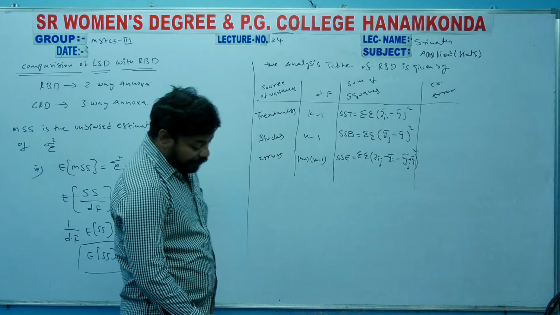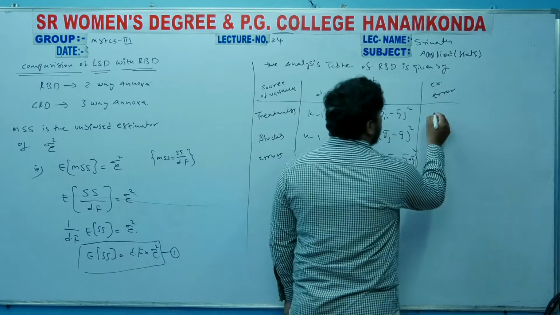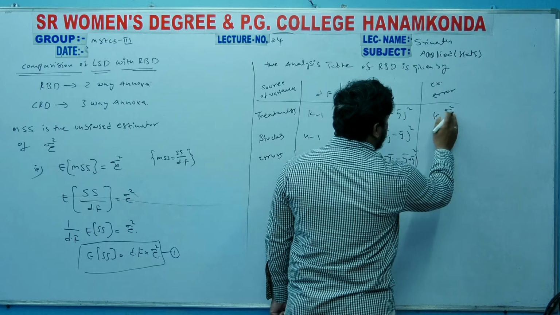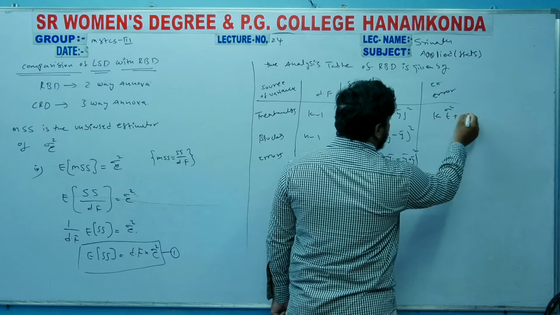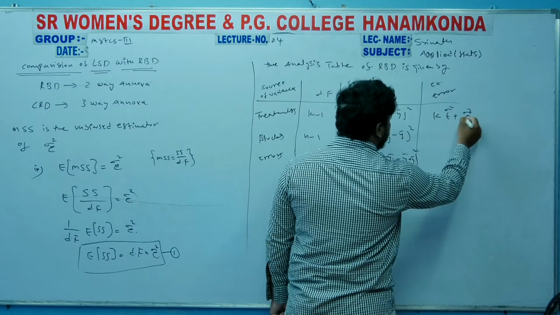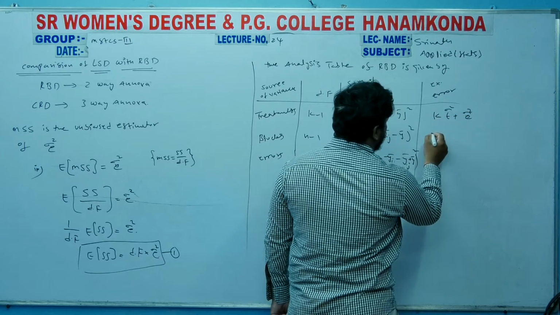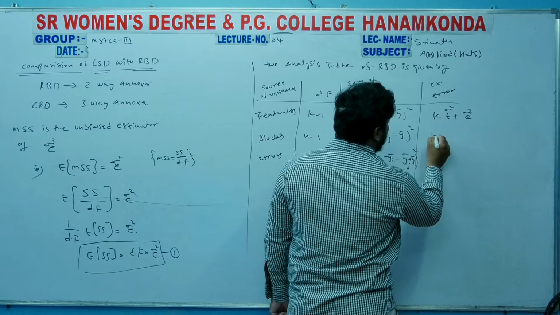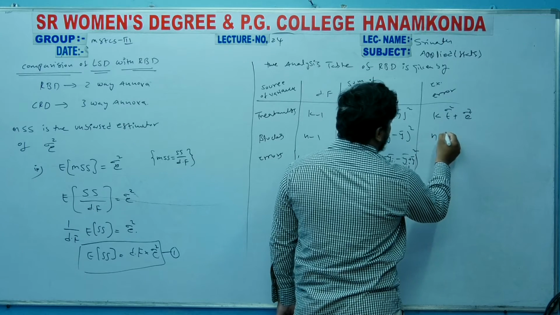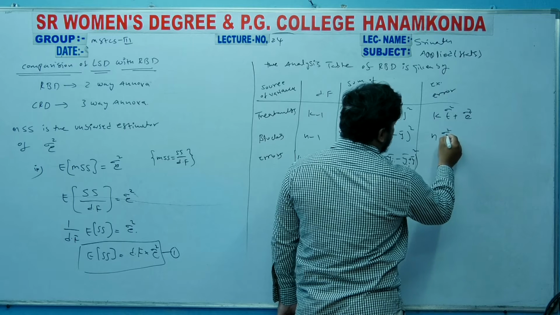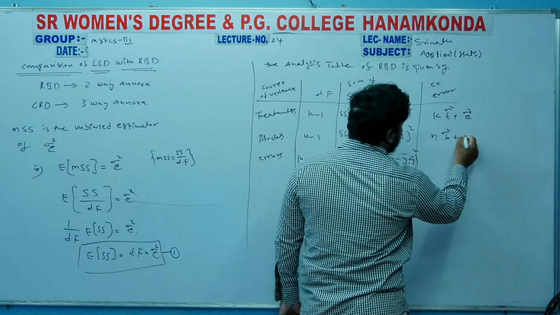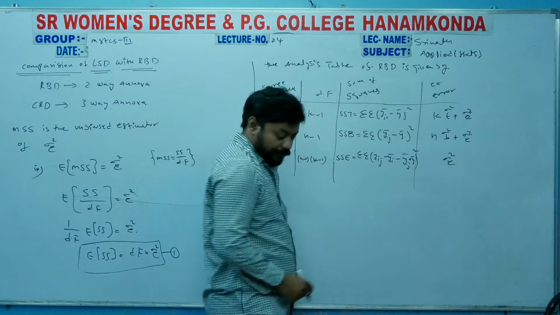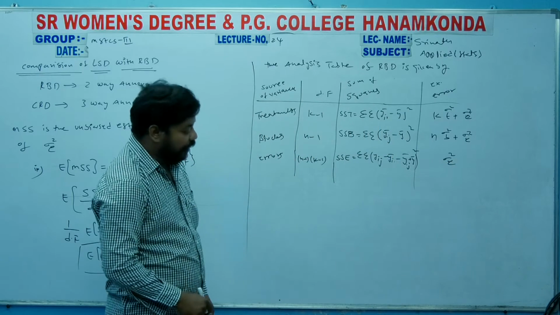And the expected error, with degrees of freedom, here is k into variance of t plus variance of e, and also here n into variance of b plus variance of e, and here variance of e is the expected error.